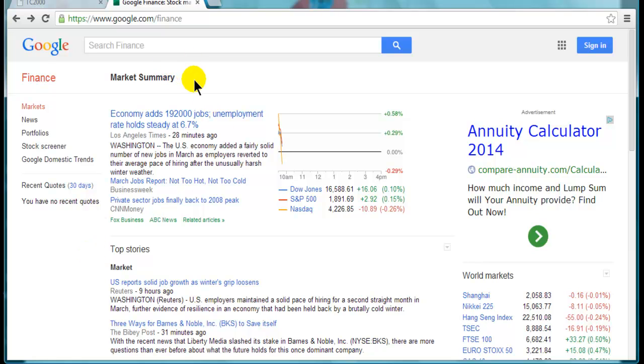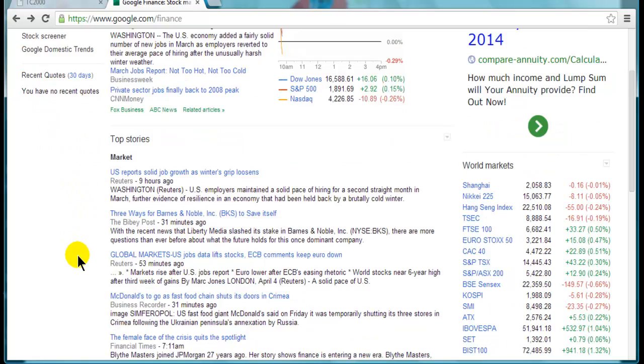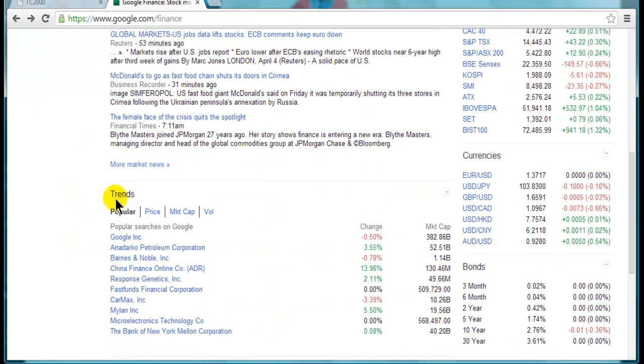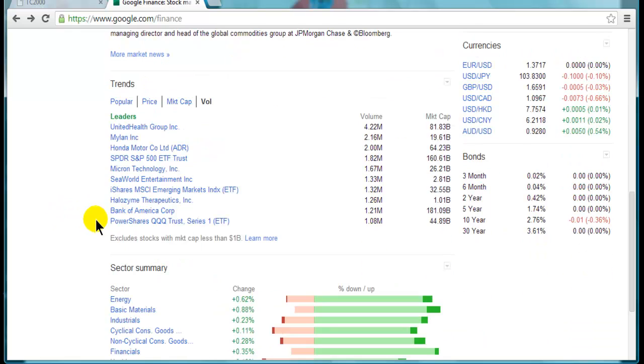If you're in your country, you leave it as it is. You don't change the URL. Then you go down, and you see Trends, then price, market cap, and this is volume. As a day trader, you want to do your preparation for day trading using the trading volume, so you click on volume. That's it. Now you see what we call leaders.